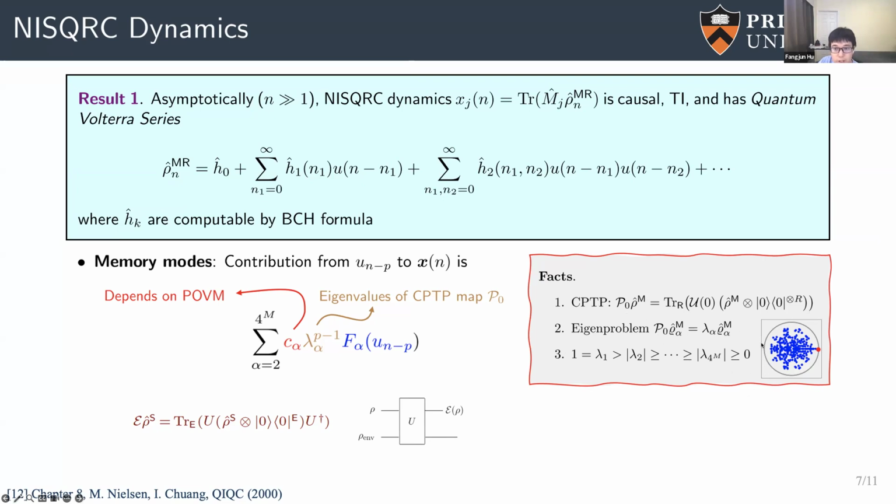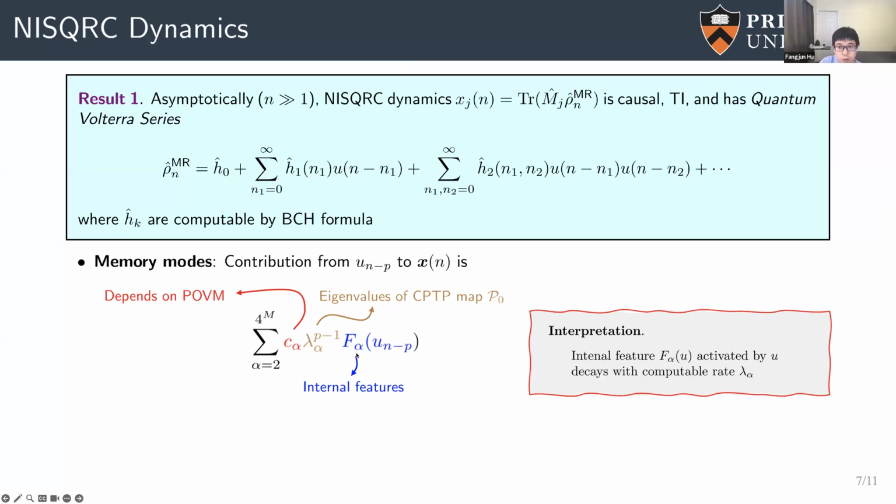So due to the CPTP nature of P0, if you solve the eigenproblem of this P0, you can find that all the eigenvalues lambda of this P0 must lie inside the unit circle of the complex plane. And the largest eigenvalue, which is 1, corresponds to the fixed point of this channel. If we are using Ising-type quantum systems with random coupling, then for such generic Hamiltonians, we can make sure that it only has a unique fixed point in these systems.